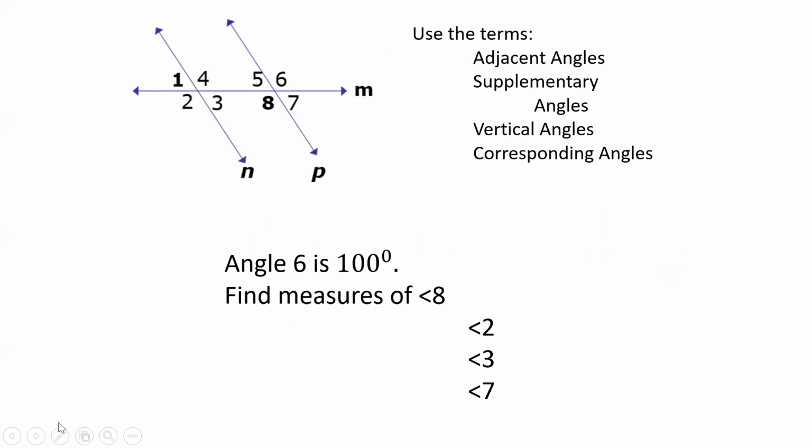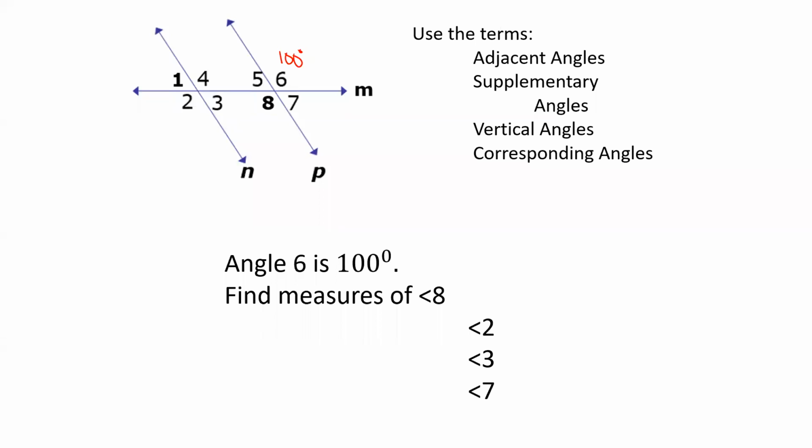All right, let's try this. Let's think about these words up here: adjacent, supplementary, vertical, corresponding. If I told you that angle 6 is 100 degrees, hopefully you can figure out the measurement of every single angle on this picture.